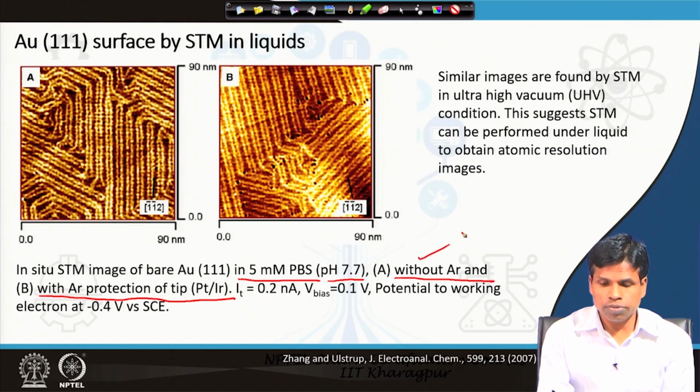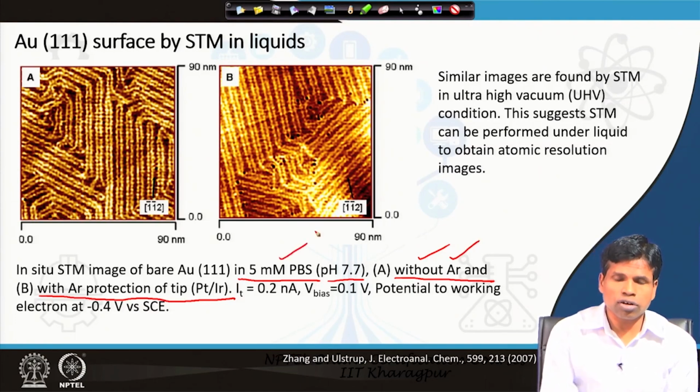The protection was done just to see what difference it makes, but what is actually observed is that there is no difference at all whether it is done in an inert atmosphere or without one. So, without argon means in the presence of oxygen, because it was an aqueous electrolyte solution.